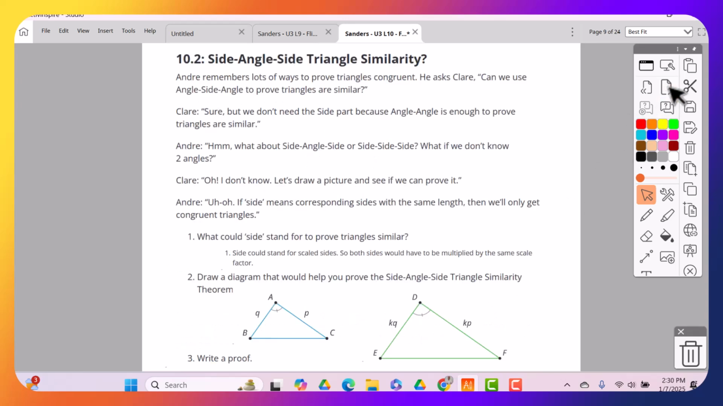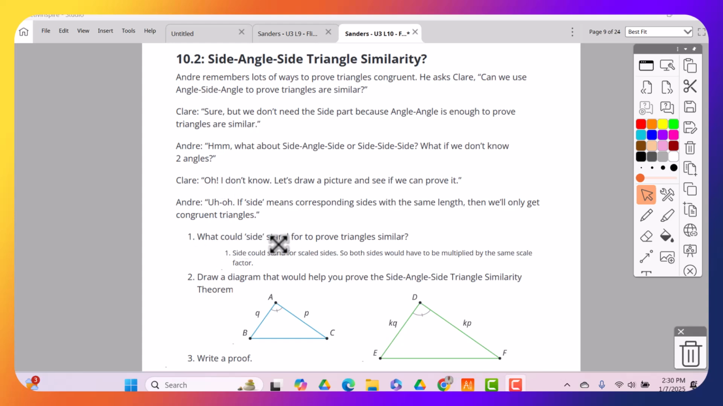Now here is the next section, 10.2. Andre remembers lots of ways to prove triangles are congruent. He asks Claire, can we use angle-side-angle to prove triangles are similar? Here's the dialogue, and they go back and forth. Then we want to answer a few questions.